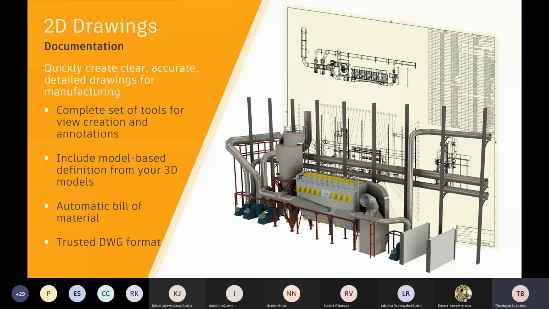Once you've made a great design, you shouldn't let the documentation slow you down, because Autodesk Inventor helps you quickly get the information you need to manufacturing, and you will find a complete set of tools for clear communication to the shop floor, including the model-based definition from the model. Inventor uses the proper native DWG file format for seamless interoperability with AutoCAD.